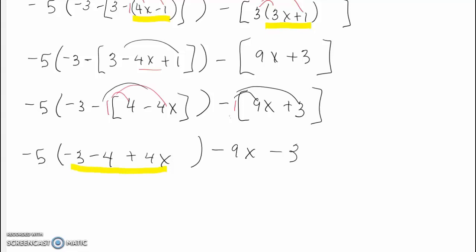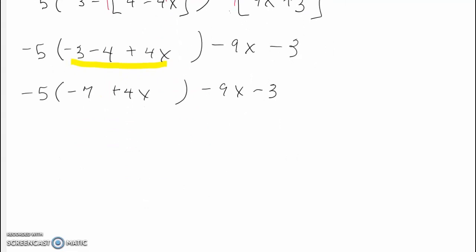So I'm going to leave the -5. We are not multiplying as of yet. Collect like terms inside the parentheses. Be careful with your signs. -3, -4 is -7 plus 4x minus 9x minus 3. Okay, we have 2 more steps to go.